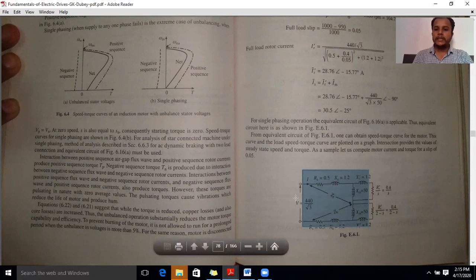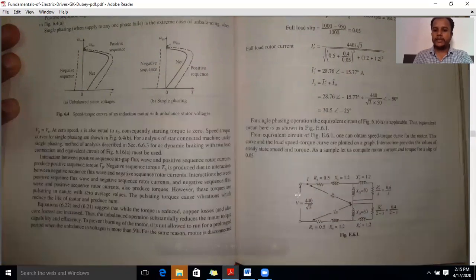So this circuit mainly gives the equivalent circuit for the single phase induction motor. In this case, the single phase voltage V is applied here, and this is split into two. So this is one, and this is another one. So in this case there is single phasing, and there are two fields. One is the forward field, and another one is the reverse field.